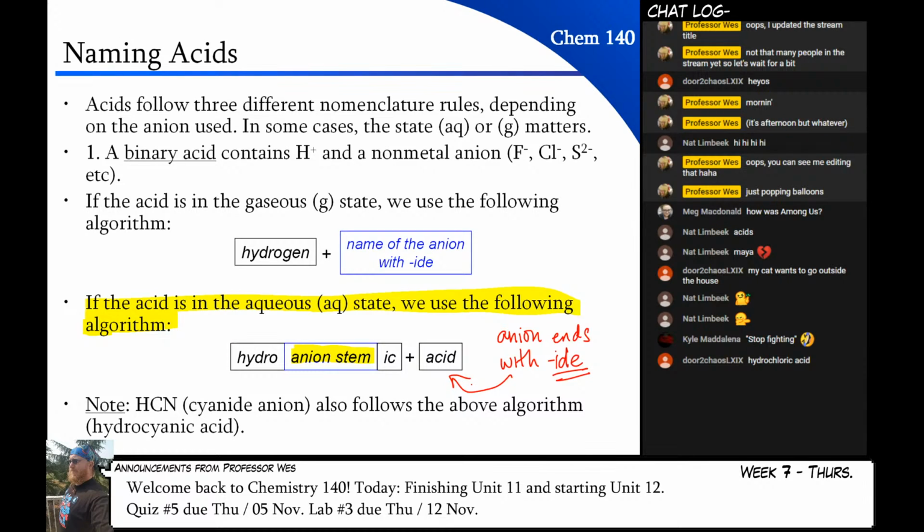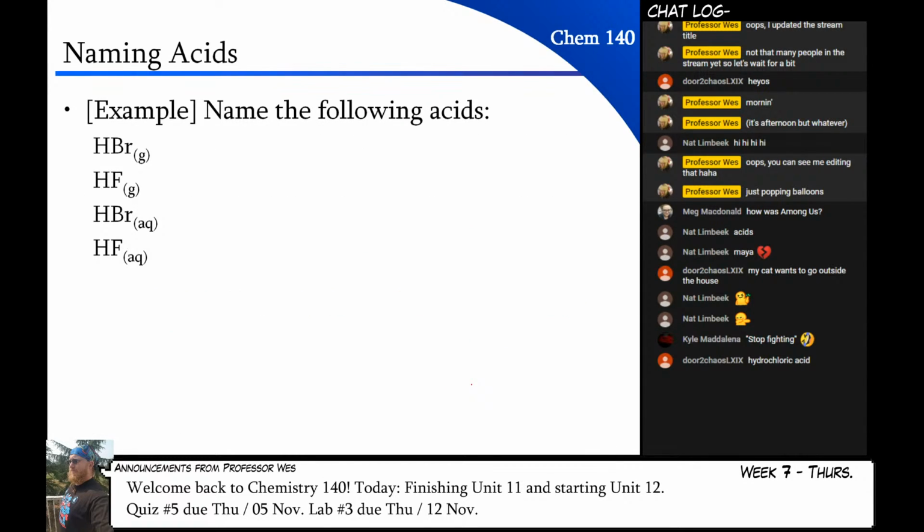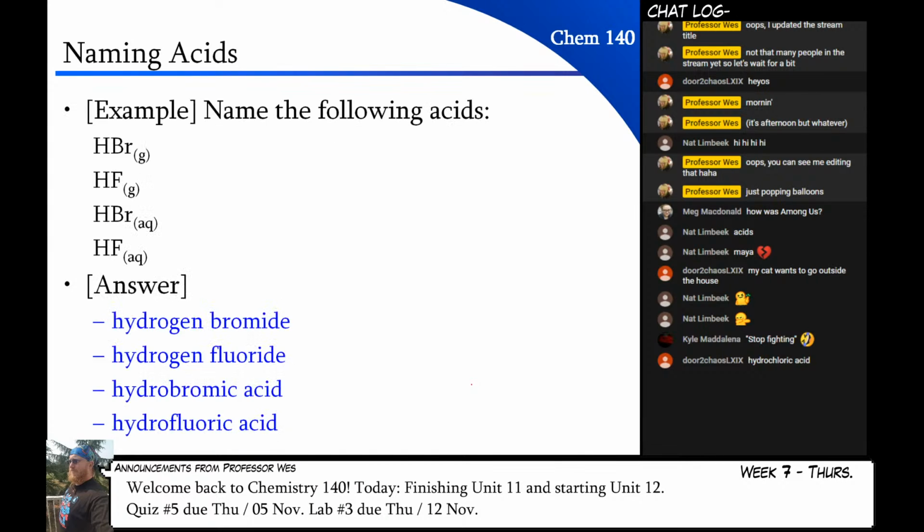Now, there's two other ones, and for those, they're all going to be polyatomic ions that make acids. I don't know if it actually calls them oxyacids on the slides. Actually, let's come back to this. It does, okay.